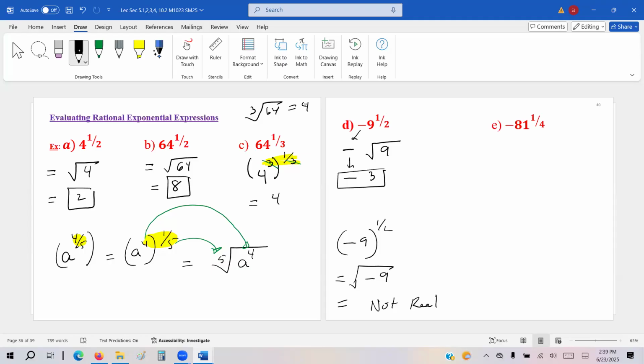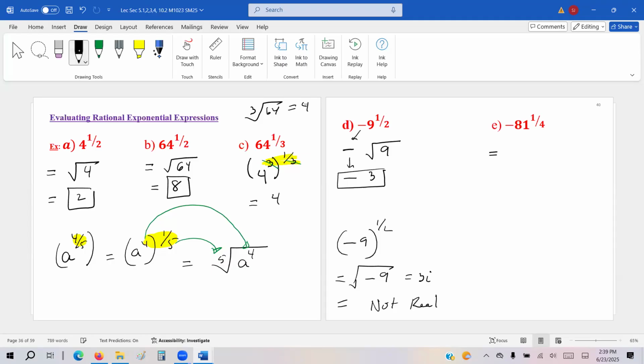So see, having parentheses and not having parentheses makes a huge difference. If you don't have parentheses, it's a real number, -3. If you do have parentheses, it's not real anymore. It's an imaginary number, 3i. The answer is actually 3i, if you know the imaginary number. If you don't know the imaginary number, ignore.